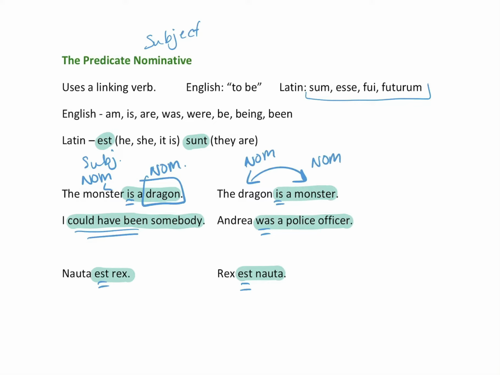And guess what? They would have the same nominative ending. So I've told you you can never have two nominatives in sentences unless there's an and in between. Here you can with a predicate nominative. So I is the subject in the English. Somebody is the predicate nominative in the English. Or if we were doing Latin, they'd both be nominative. Here, Andrea is the subject in English, and police officer is the predicate nominative. Both of these in Latin would be considered the nominative.